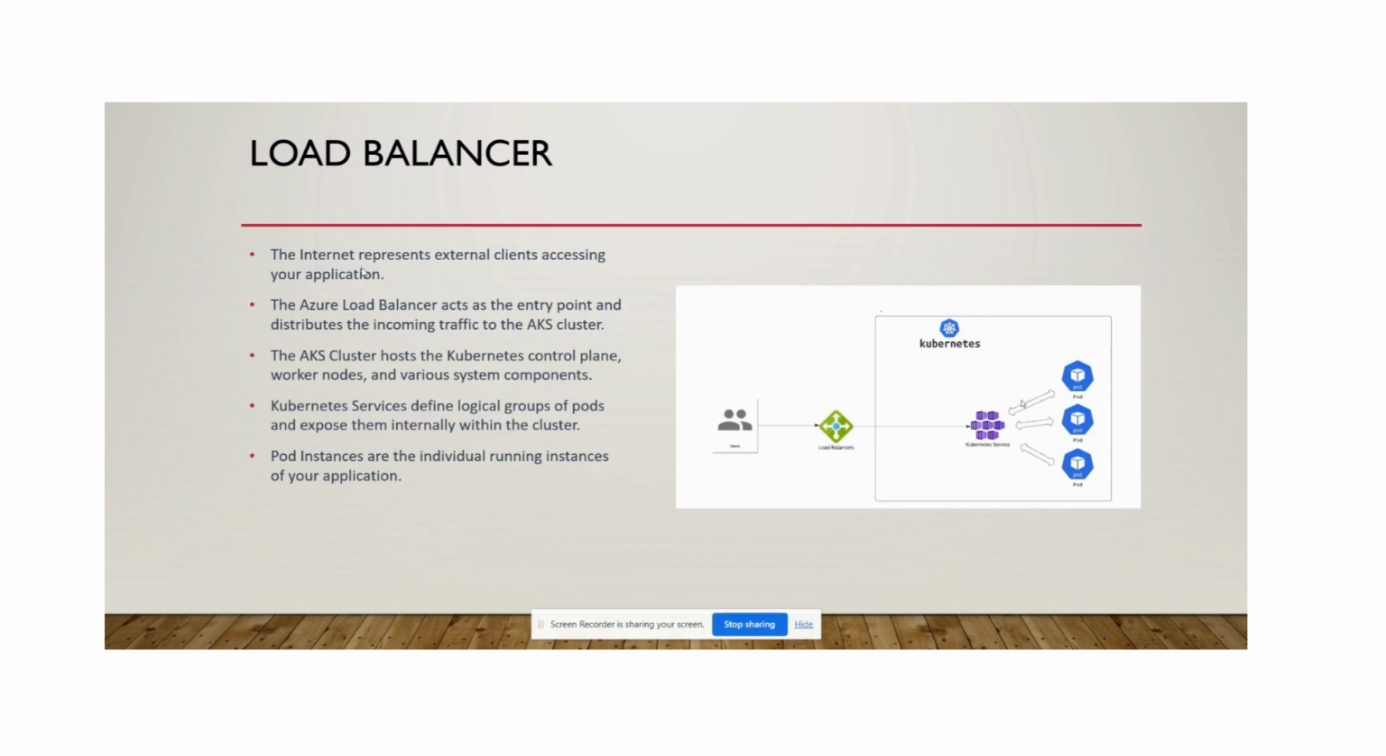So the internet represents the external client accessing your application. The load balancer acts as an entry point and distributes the incoming traffic to the AKS cluster. The AKS cluster hosts the control plane, as we know, and through the Kubernetes services, it defines a logical group of pods and exposes them internally within the cluster. So through the Kubernetes services, it will distribute to the different pods. And pod instances are the individual running instances of your application. So they are the actual applications.